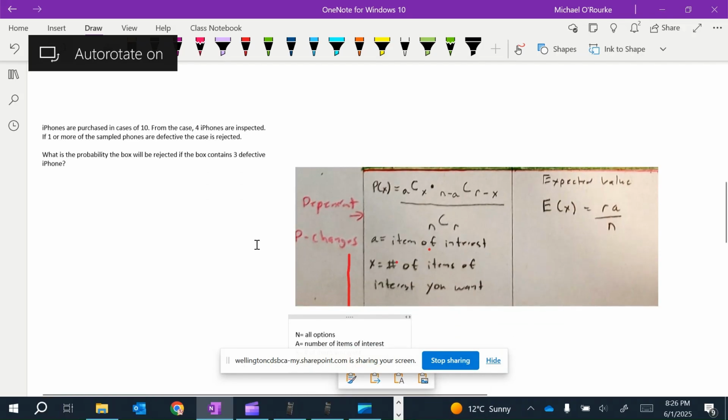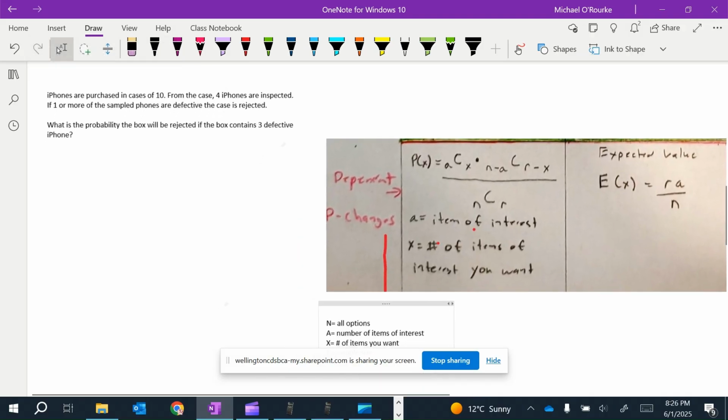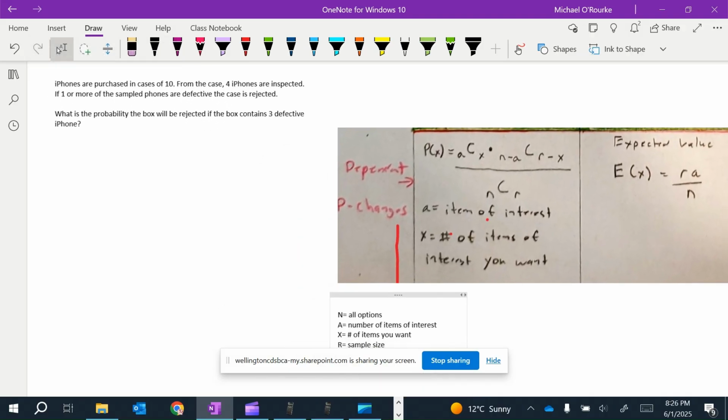All right. So iPhones are purchased in cases of 10. From the case, 4 iPhones are inspected. If one or more of the sampled phones are defective, the case is rejected. So you buy a box of 10, they test 4. If there's one defective, they get rid of it. What's the probability the box will be rejected if the box contains 3 defective iPhones?